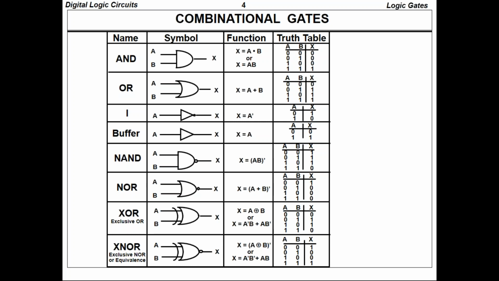Our normal gates are AND, OR, NOT, XOR, and buffer. AND, OR, NOT are the basic gates, and NAND and NOR are our universal gates. NAND and NOR are universal gates because from NAND and NOR we are able to generate any functionality. That's why these two gates are considered universal gates. So these are all the truth tables. I think you already know about that.